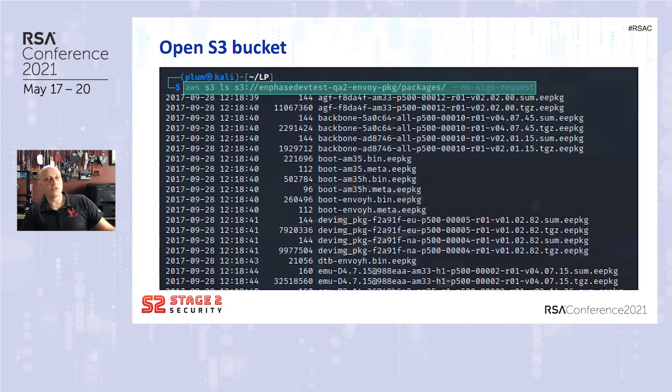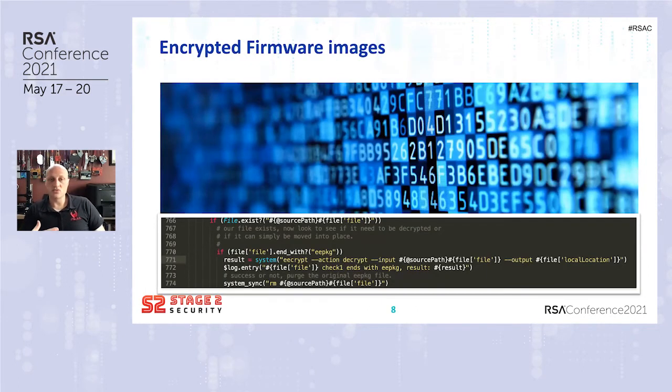Now, if you look at this screenshot, you can see that all the packages end in this EEPKG extension, or at least all the firmware images end in that extension. I thought I had the firmware images in hand, but it turns out that extension is really their own custom encryption. So all these files have been encrypted, and I didn't have the decryption key. I wasn't able to decrypt those files.